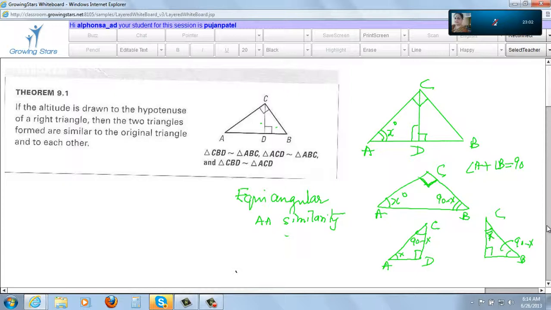They have 90. The first triangle, if you take, it's 90, x, 90 minus x. Here also we have 90, x, 90 minus x. Here also we have 90, x, 90 minus x. So they are equiangular, and if they are equiangular, that's the definition of similar triangles, isn't it? So the triangles are similar. So all the 3 triangles are similar, but when you write the similarity statement, you should put the order correctly.